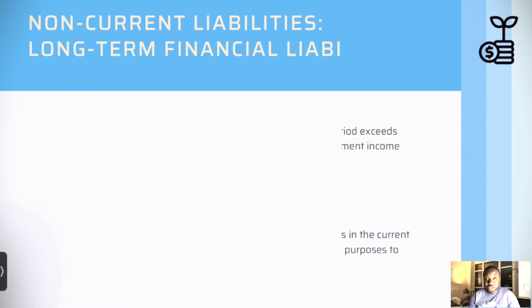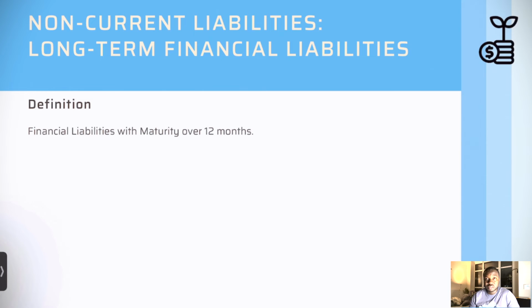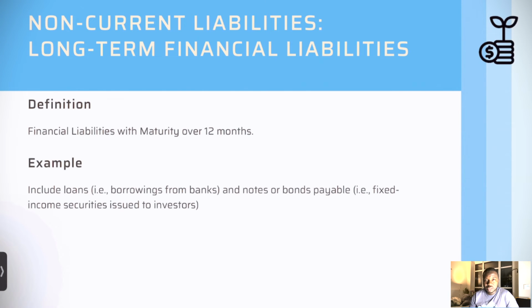Next, we move to long-term liabilities, and these are liabilities with maturity over 12 months. Examples include loans, notes, and bonds payable.